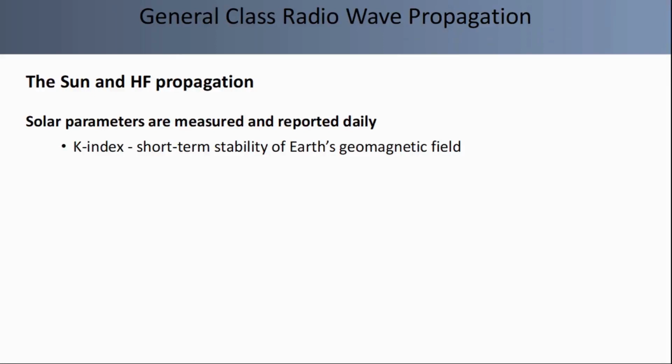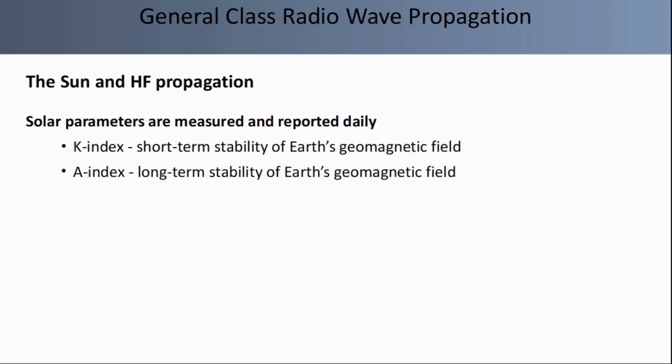Now, when the K index is 3, there might be a mild geomagnetic storm. If it gets up to 5, yeah, it could be some visible aurora. If the K index gets up around 7 or 8, you're looking at a pretty whopping geomagnetic storm with the possibility of visible aurora as far south as California. Okay, K index, short term.